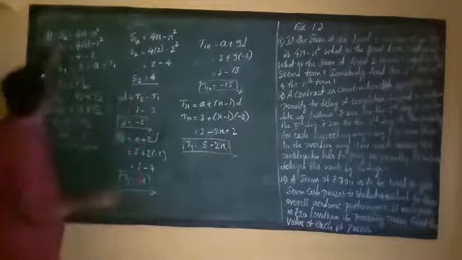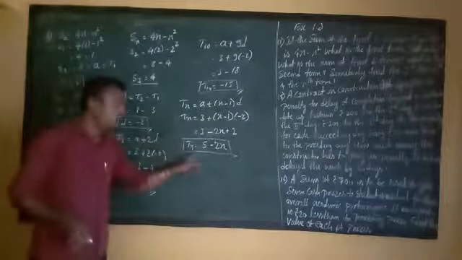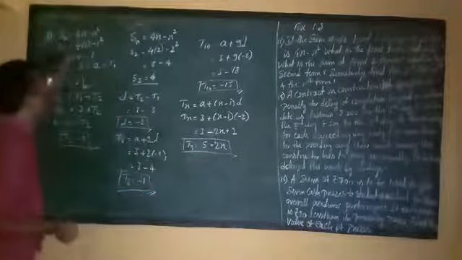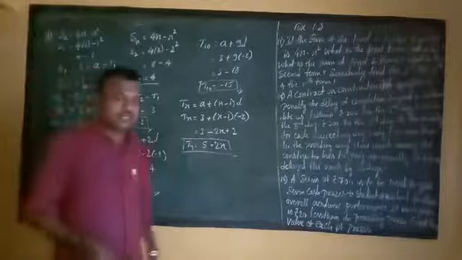This is Sn, the sum of the nth term of an AP. 5 minus 2n is the nth term. This is 4n minus n square. That's all, students. Like this you have to practice it.